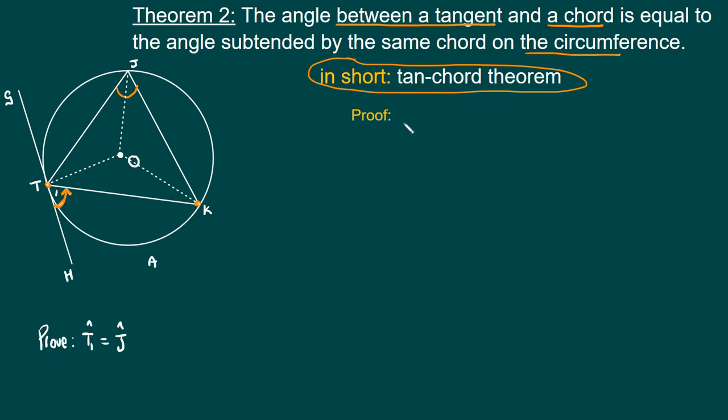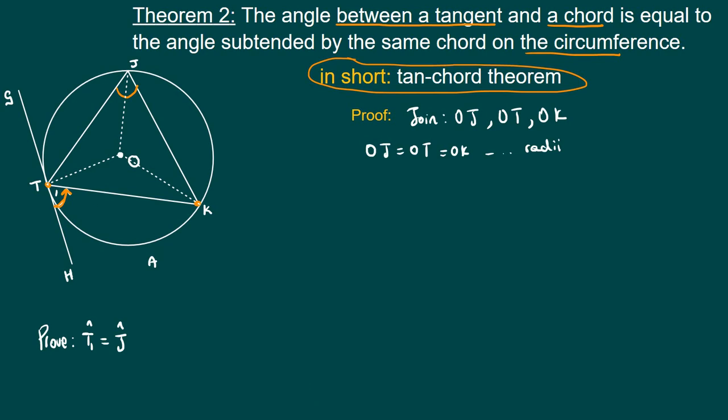Then after doing that, you're going to tell them here to join the following: join OJ, join OT, join OK. Then you're going to tell them that just like in the previous one, OJ is equal to OT is equal to OK. Why? Because all of them are radiuses.